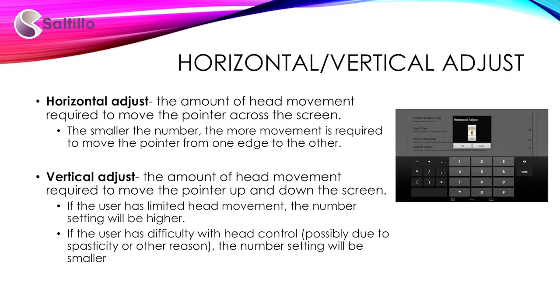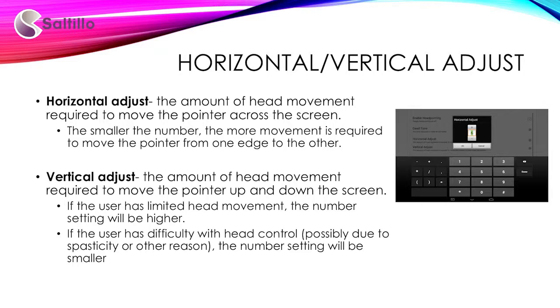Horizontal adjust. This refers to the amount of head movement required to move the pointer across the screen from one edge to the other. The larger the number, the less head movement it requires, or the faster it moves across the screen. The smaller the number, the more horizontal movement is required to move the pointer from one edge of the screen to the other.